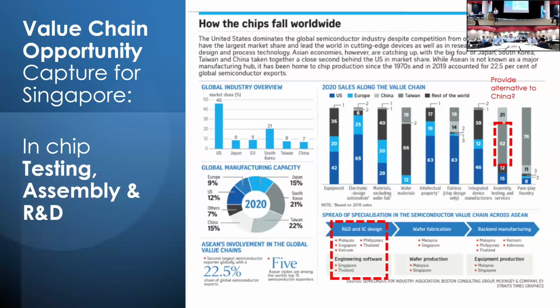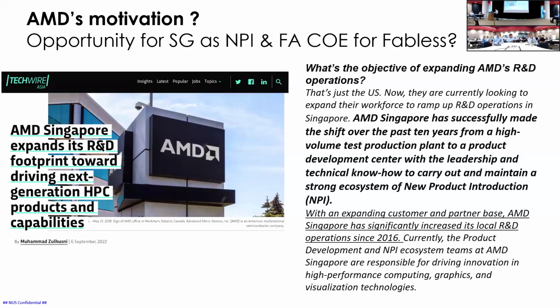So from MPI's point of view, from a new market opportunity point of view, I think there's quite a lot of opportunity when it comes to assembly and testing in this area. Okay, so the third slide is really about AMD, which is one of our partners we've been working with for a couple of years now.